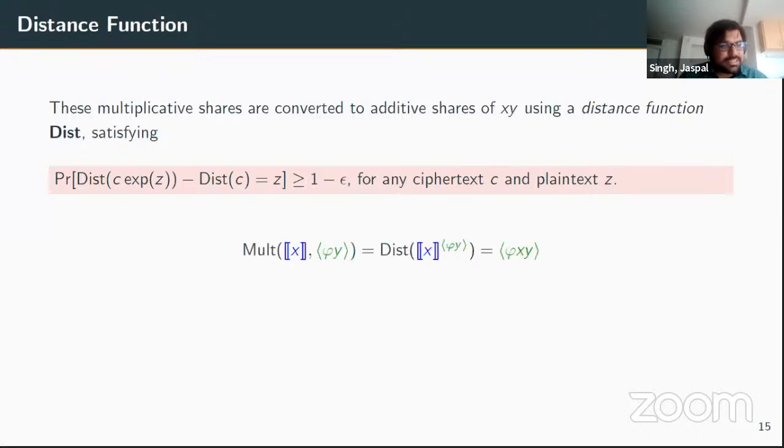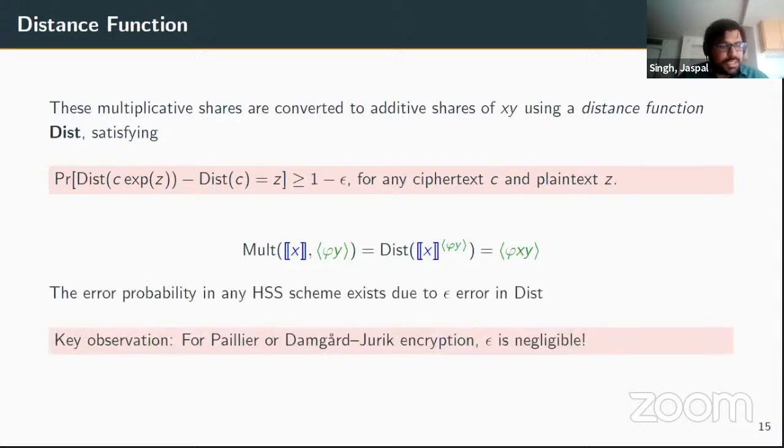So this completely describes how an RMS multiplication can be carried out using the distance function and the properties of the additively homomorphic scheme. Our key insight in this work is that we designed the distance function for Damgard-Jurik ciphertext such that the epsilon error is negligible, which was previously not known based on any DCR-based HSS construction.